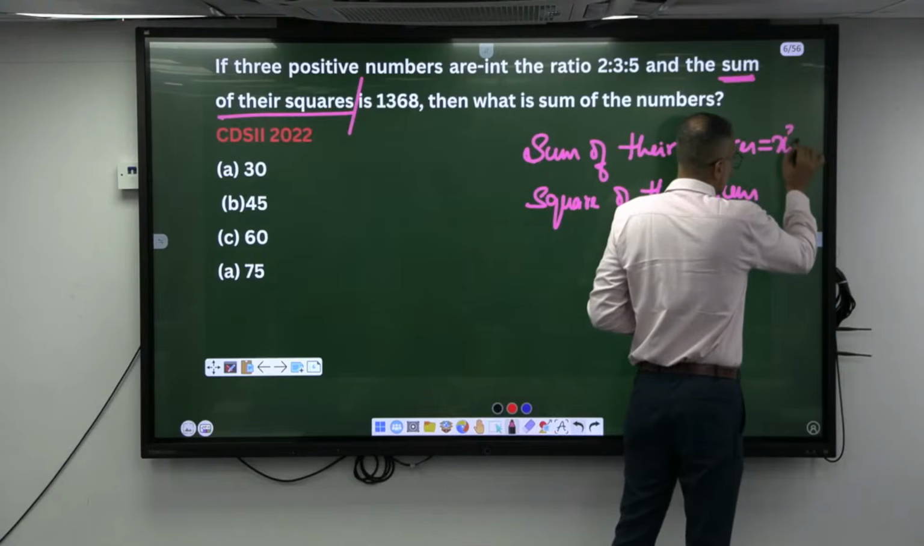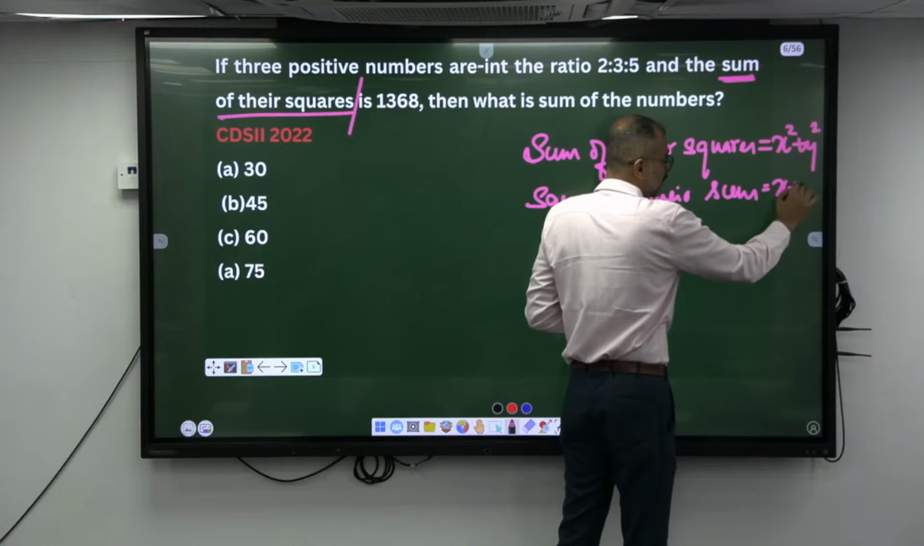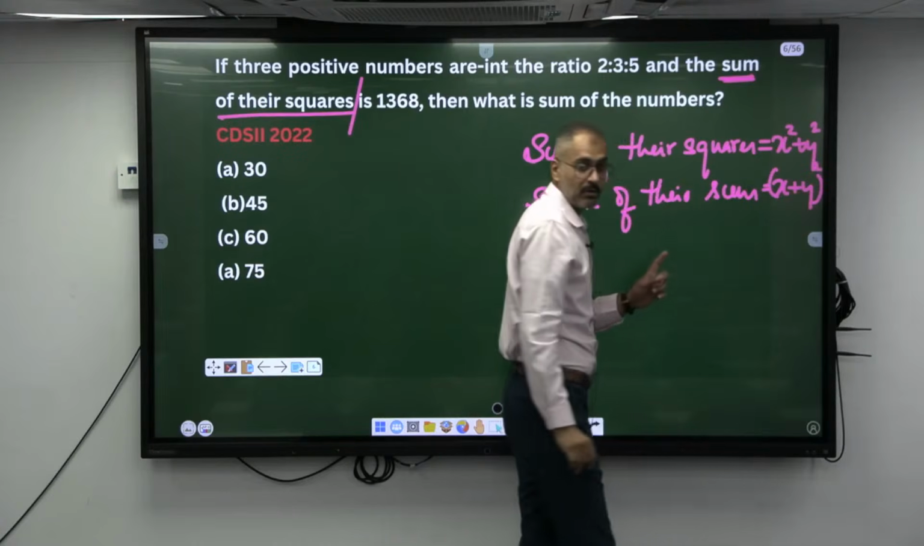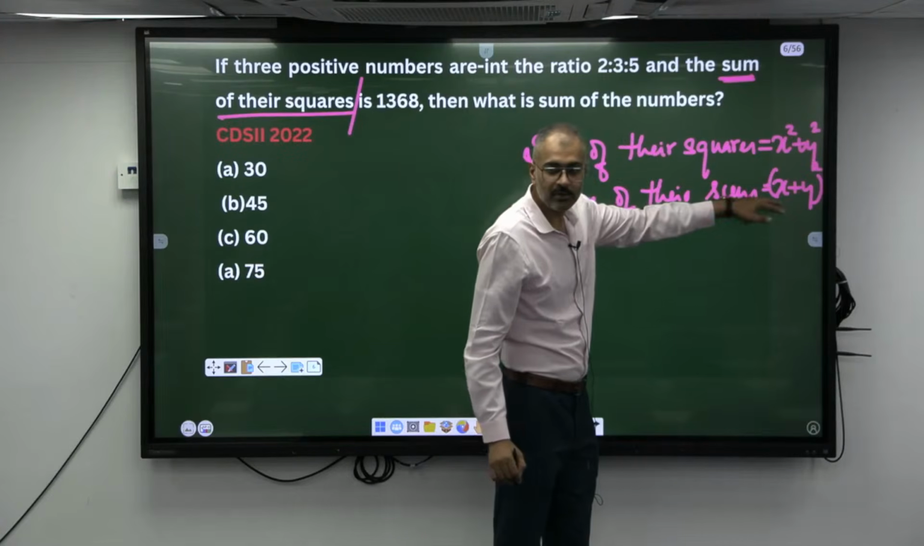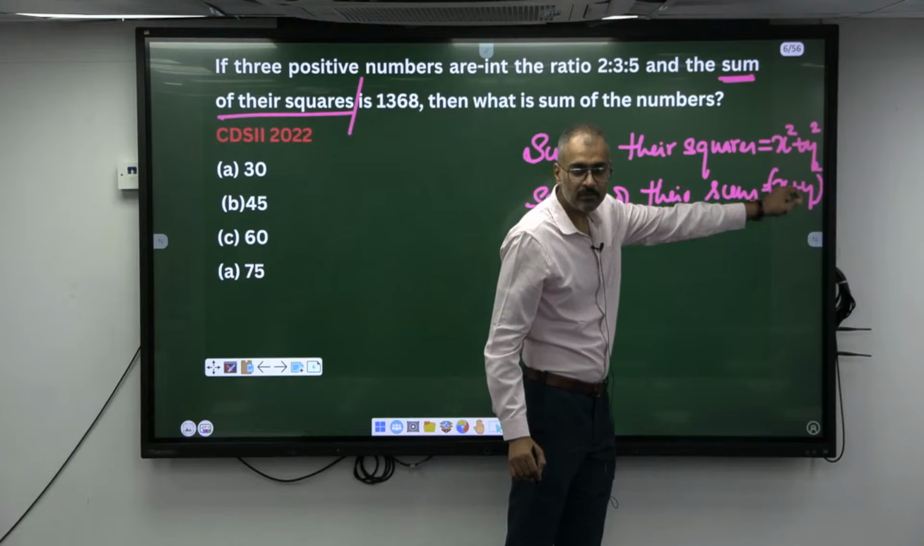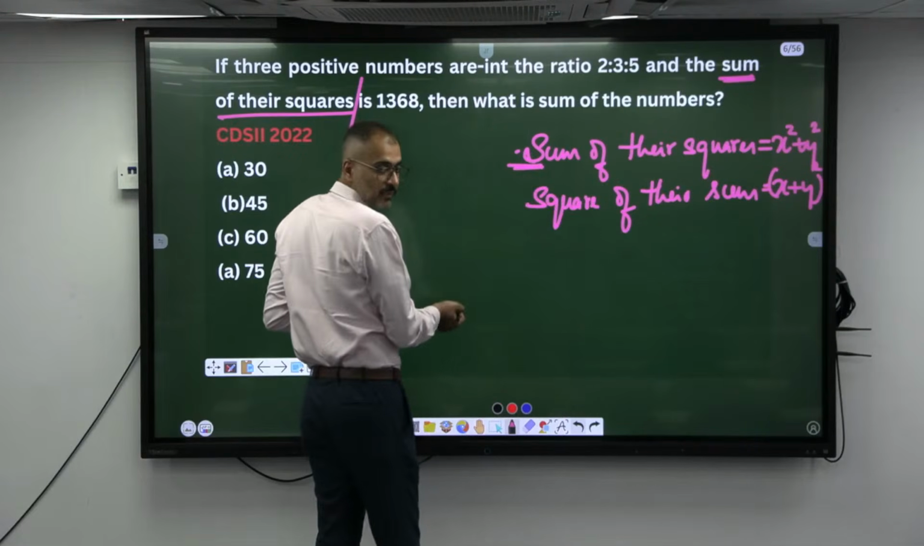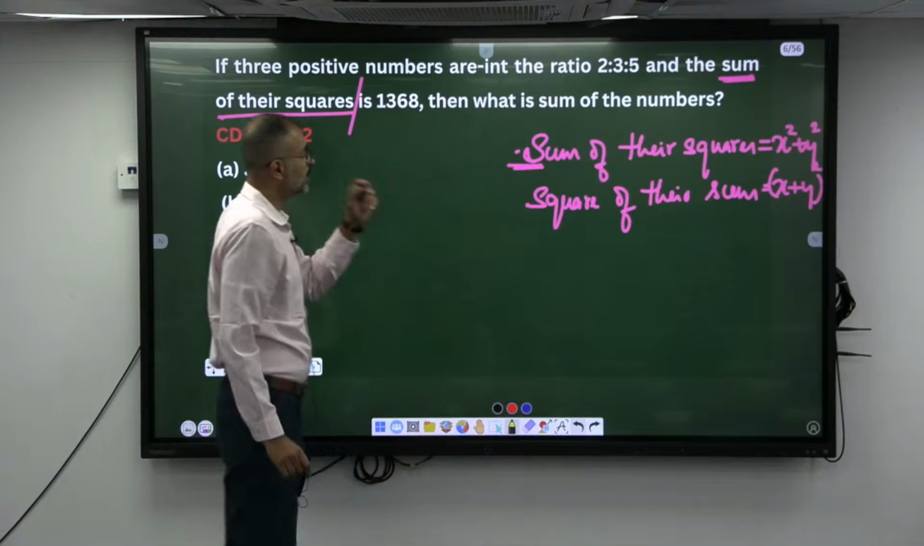It's nothing but x square plus y square. This would be x plus y whole square. Are they same? No. This is x square plus y square plus 2xy. So what is given here? Know the difference here.